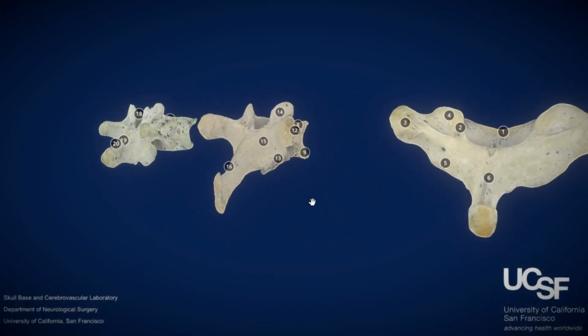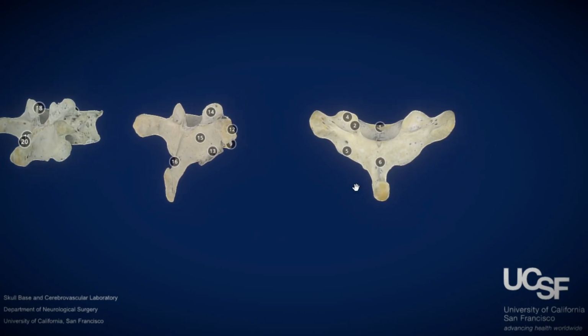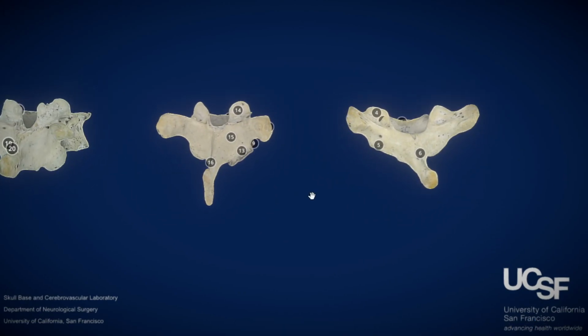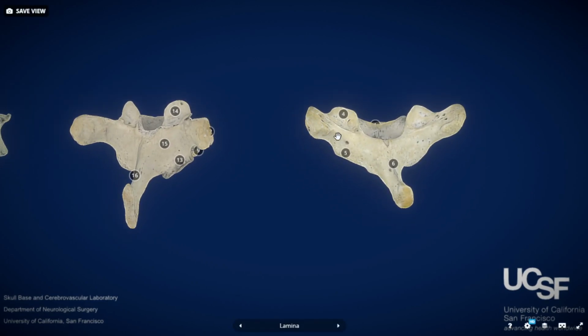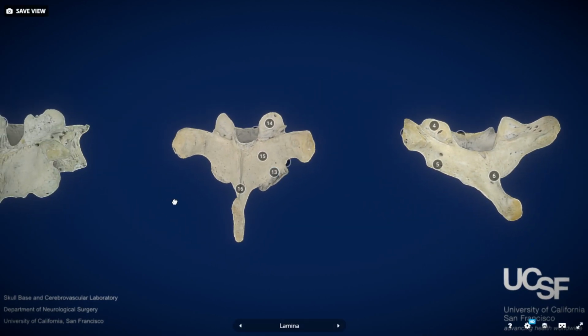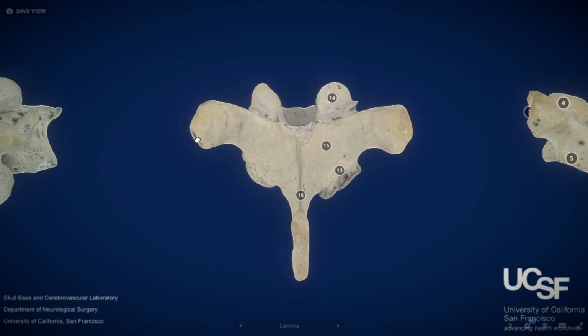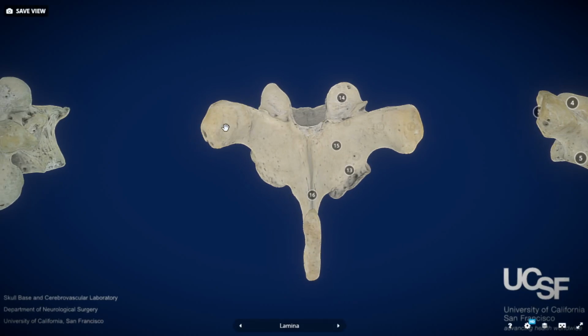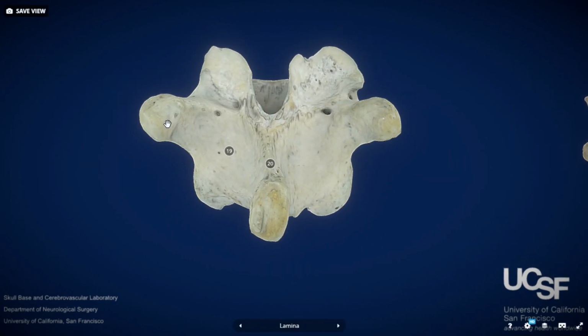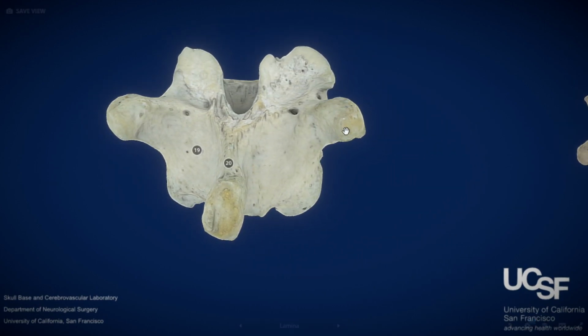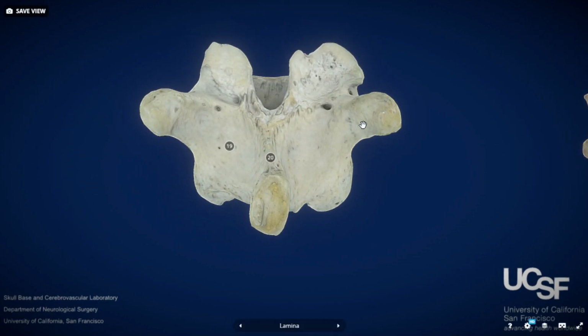Now, seeing the transverse processes, we see how the transverse process of T1 has a more superior projection, whereas the transverse process of T5 has a more horizontal projection. It tends to get broader and shorter. And if we move towards the inferior level, we see that it gets considerably shorter and also thicker.